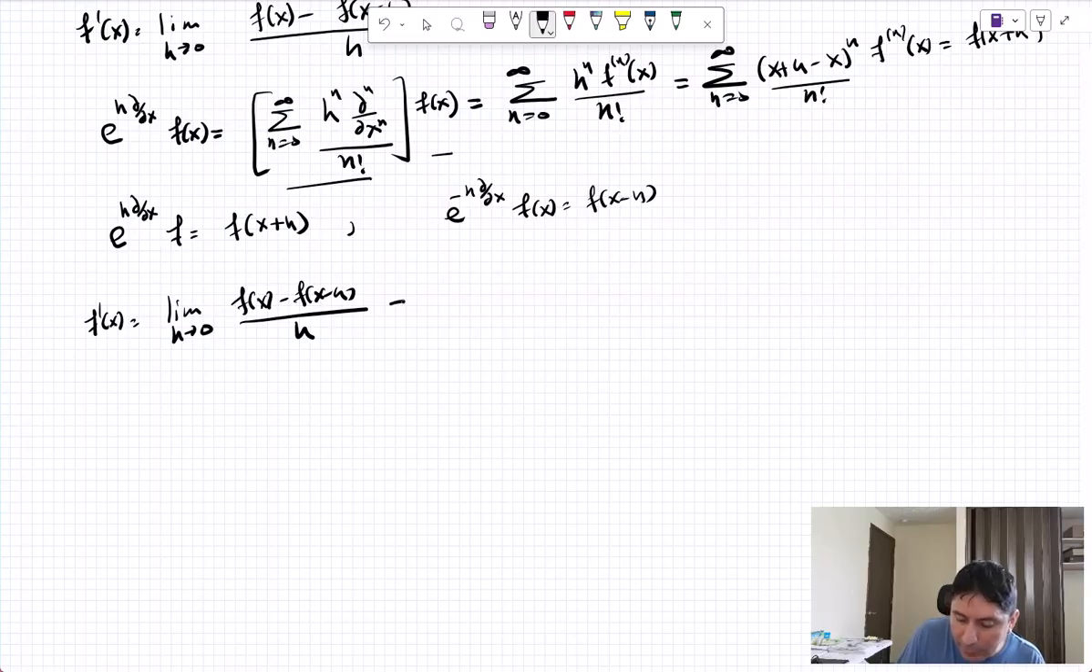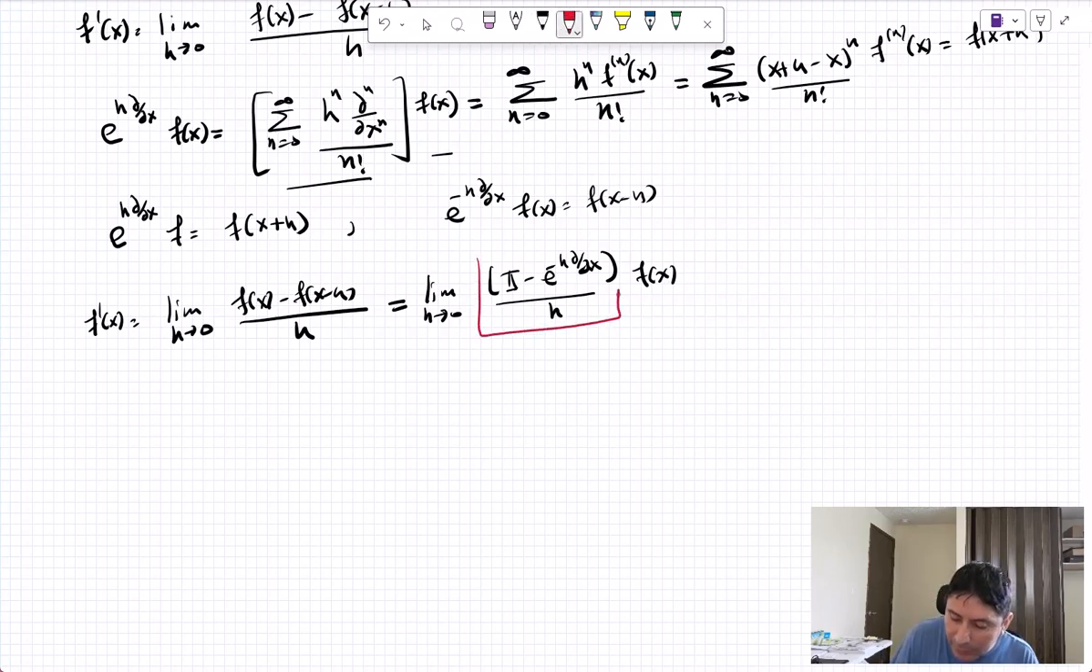And we can write this as a difference of functional operators, that is, right? The identity operator minus e to the minus h d/dx, divided by h, acting on f of x. Now, this term right here is an operator itself, right? And we can take care of its square root using the binomial theorem.